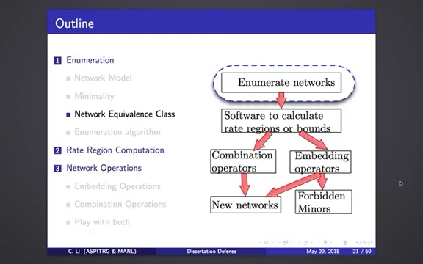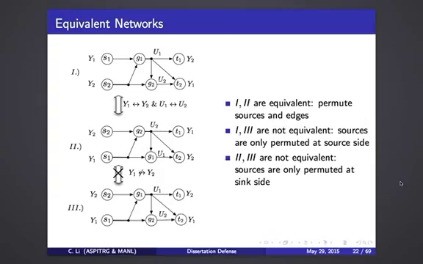Okay, now after introducing the minimality, another issue we should pay attention to in the enumeration is the equivalent networks, because we don't want to enumerate networks that are equivalent to each other, so that the rate region can be derived from one another. As the example shown here, network 1 and 2 are essentially the same, because they have the same structure and just permute or relabel the sources and edges. However, we can see that network 1 and 3 are not equivalent because the sources are only permuted at the source side, and network 2 and 3 are not equivalent because the sources are only permuted at the sink node.